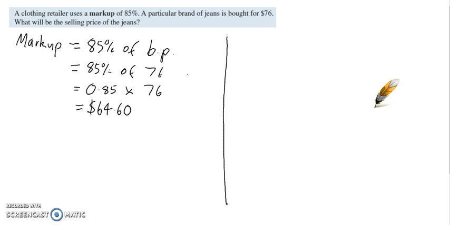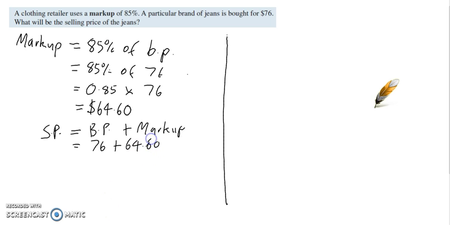So we figured out how much extra we're going to pay. To figure out the actual selling price, SP, it will be buying price plus markup, which will be 76 plus 64.60, and we get to $140.40. So that is one method we can go about working out how much the jeans will cost.